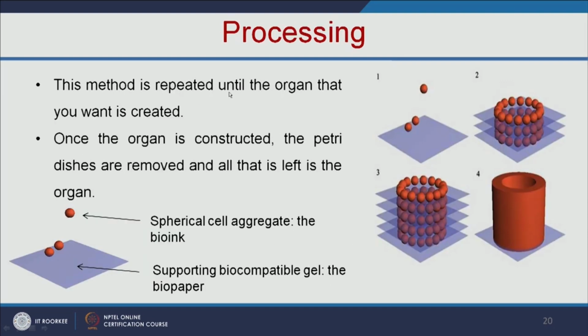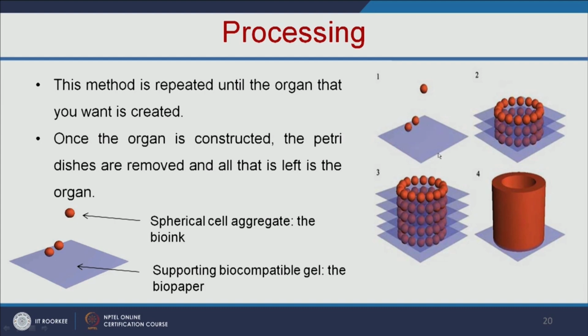So, this method is repeated until the organ that you want is created. Once the organ is constructed, the petri dishes are removed and all that is left is the organ. Here, the supporting biocompatible gel is the bio paper, and your cell is the bio ink. The spherical cell aggregate is your bio ink. So, your cells will be printed on the particular bio paper.